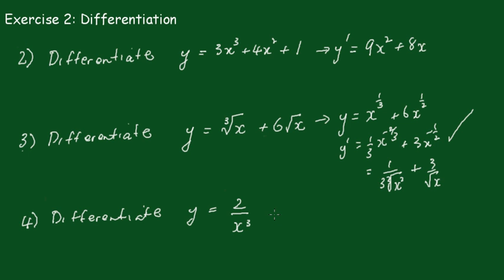All right, number 4. Again, you have to change that into y equals 2x to the minus 3. And when you differentiate that, you're going to get the minus 3 comes down, minus 6x to the, take away 1 from there, you get minus 4. And that could be written as minus 6 over x to the 4th. But again, that's okay to leave it in that form as well.